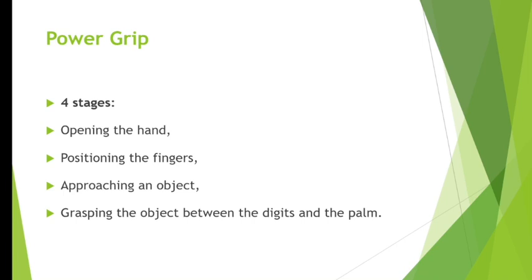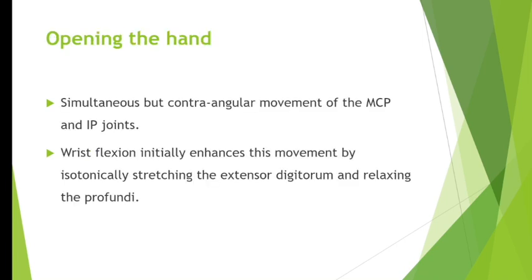He has divided the power grip into 4 stages: opening of the hand, then positioning of the fingers around the object, approaching the object, and grasping the object by digits and palm. And he has explained all these 4 stages in terms of various mechanics.